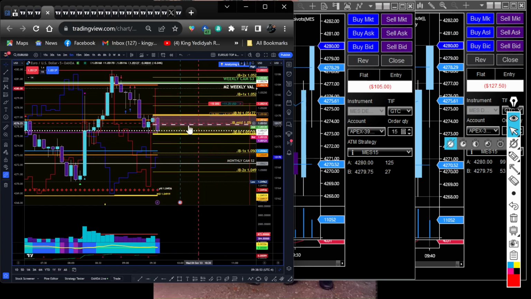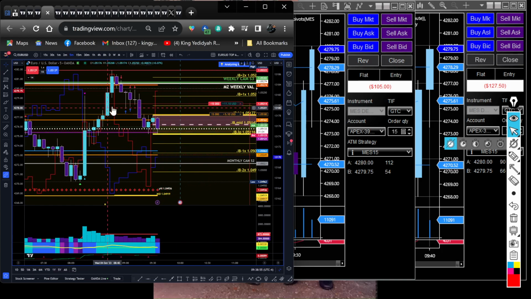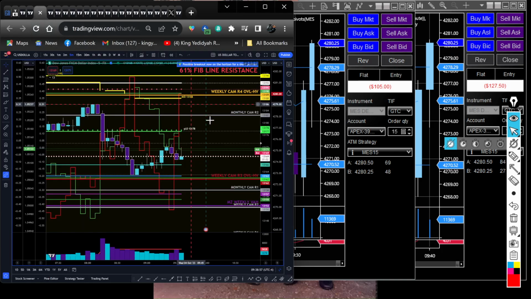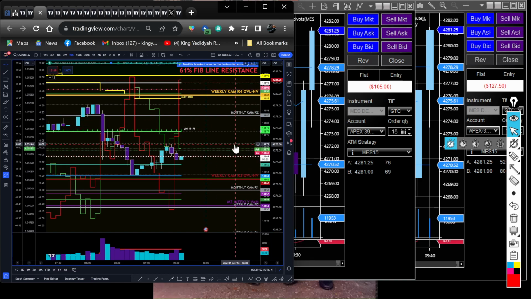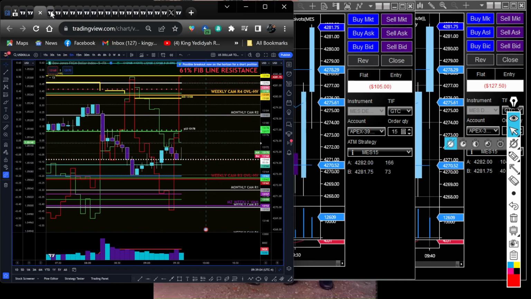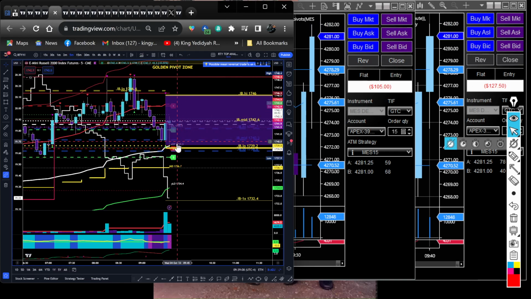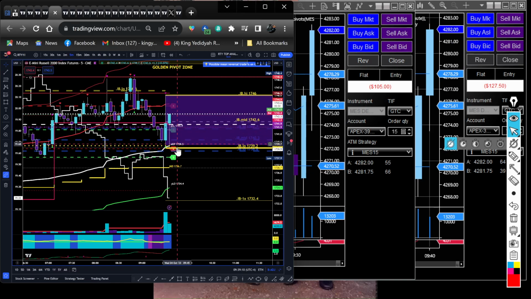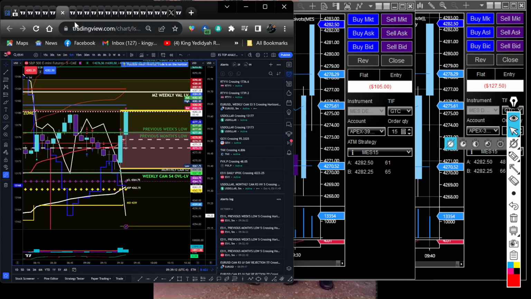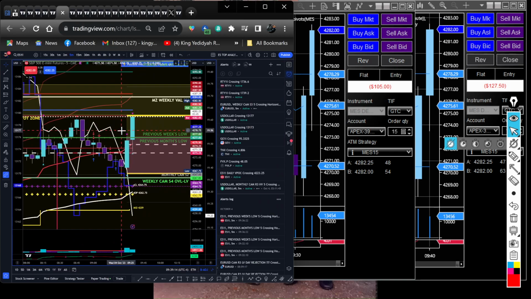Secure some profits here on Euro USD. It's looking like it's making a move. US dollar pulling back, giving the ES room to move up. All right, RTY, Russell 2000 got support at VWAP. That's pushing up as well. So this is looking really bullish.